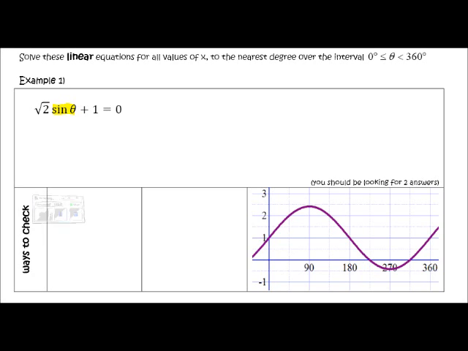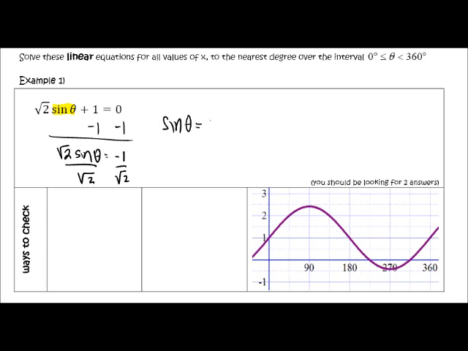In order to get sine of theta alone, we should first subtract 1. We have radical 2 times the sine of theta equals negative 1, and then divide both sides by radical 2. We're left with sine theta equals negative 1 over the square root of 2. If you want, you can rationalize this and make it negative radical 2 over 2.